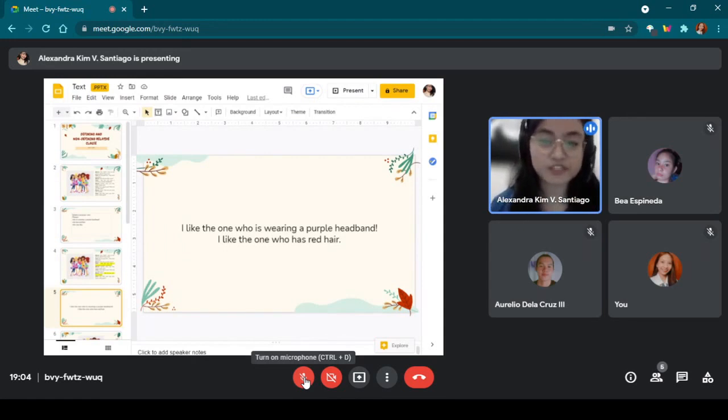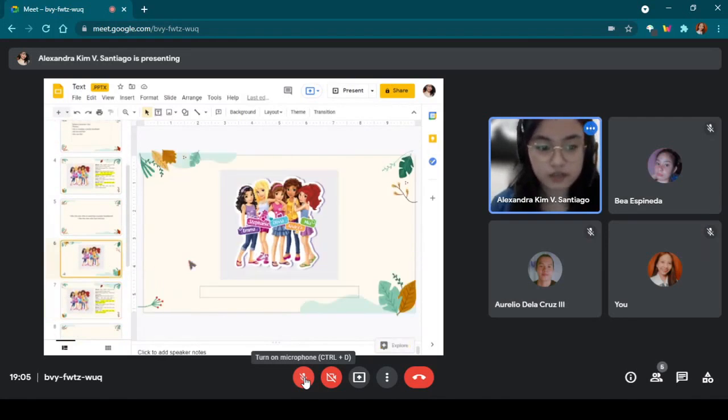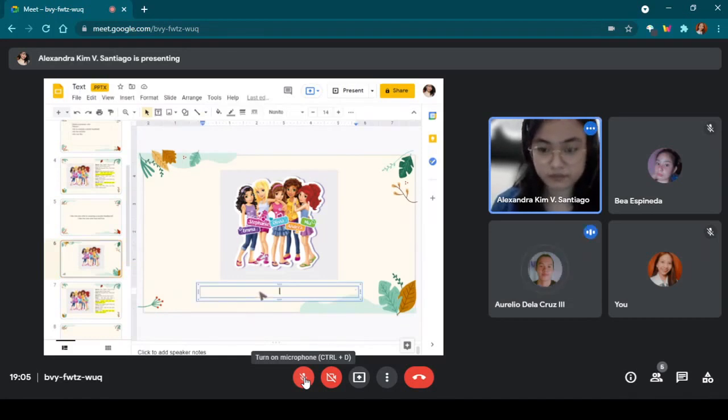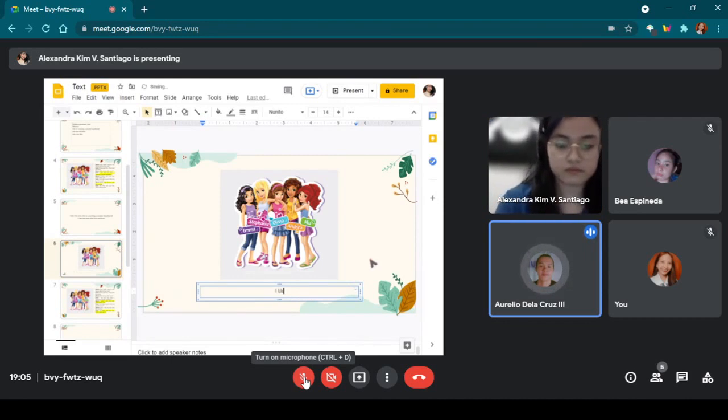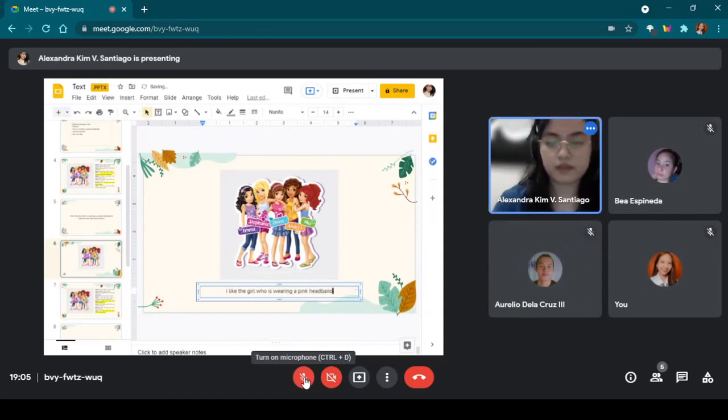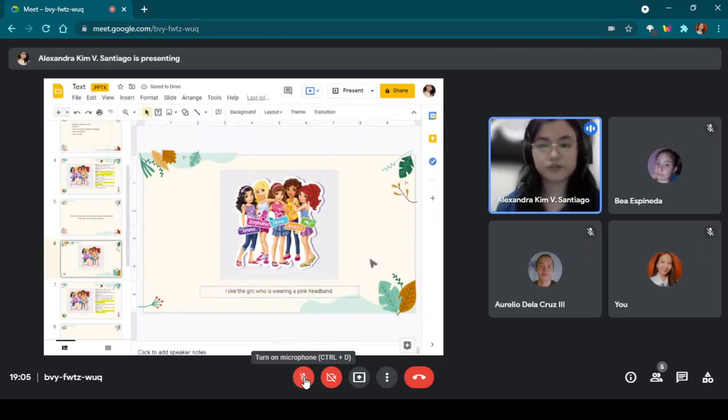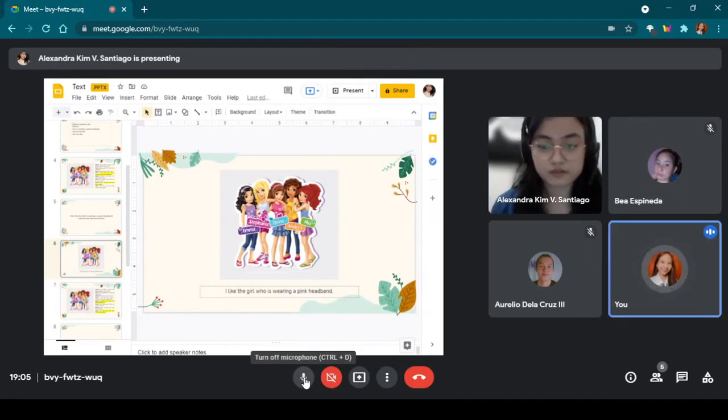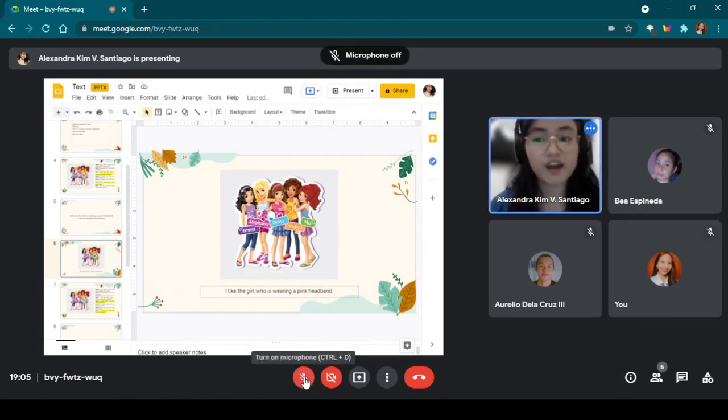Now that you know how defining relative clauses are used, I want you to create a sentence based on our example picture. Here is our example picture. Let's have Mr. De La Cruz. I like the girl who is wearing a pink headband. Thank you, Mr. De La Cruz. Based on the sentence, who is the one he likes? Okay, Miss Raimundo. I think it was Olivia. Very good, Miss Raimundo. Are there any questions about defining relative clauses?